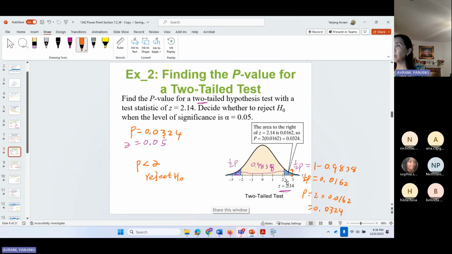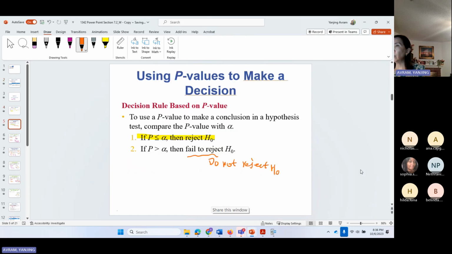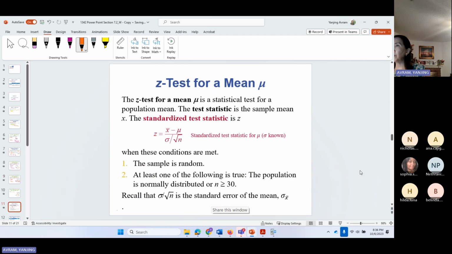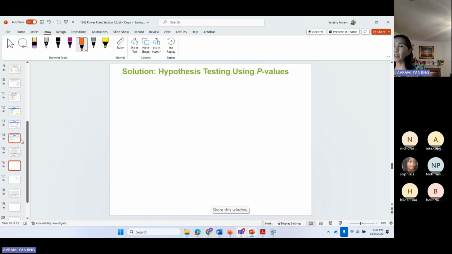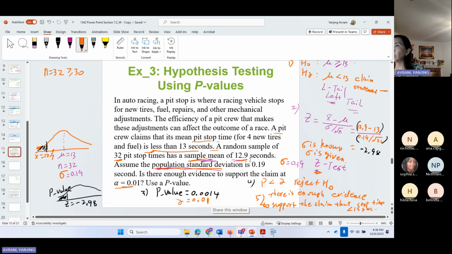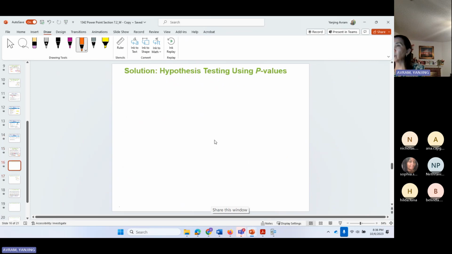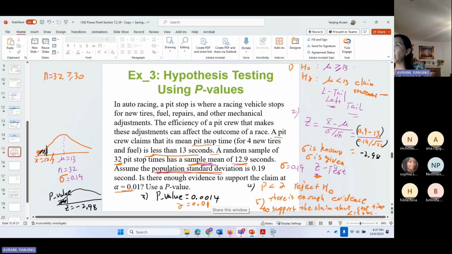When you come back here, let me copy the whole thing. So when we do this one right here, we have enough evidence to support this claim. Just paste it. It didn't paste. All right, so that is this one. I'm just showing you how to do this step by step manually.